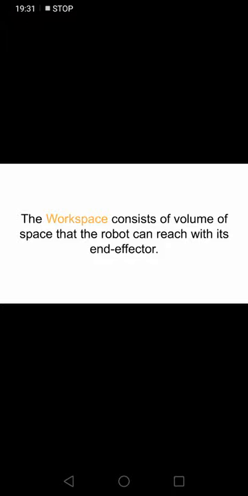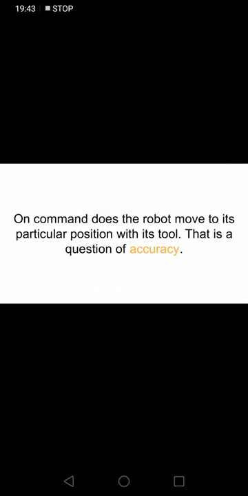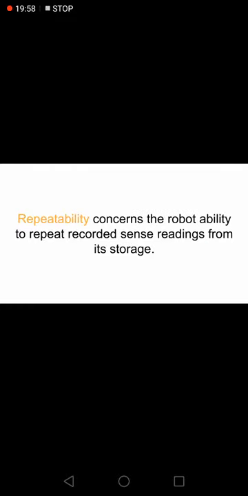Next slide. The workspace consists of the volume of space that the robot can reach with its end effector. Workspace. Next slide. On command, does the robot move to its particular position with its tool? That is a question of accuracy. Accuracy.